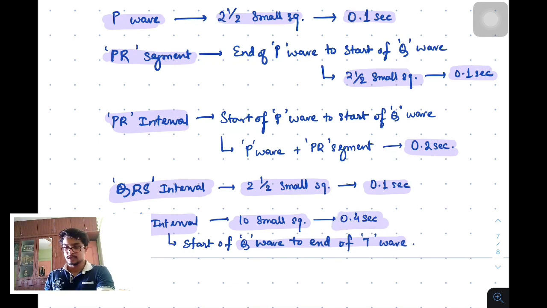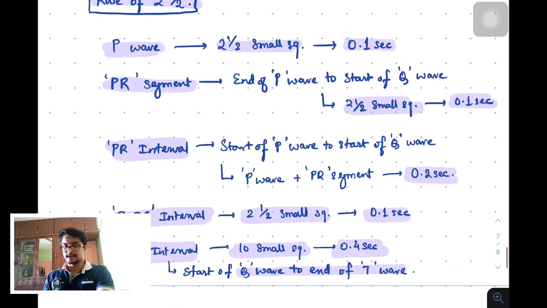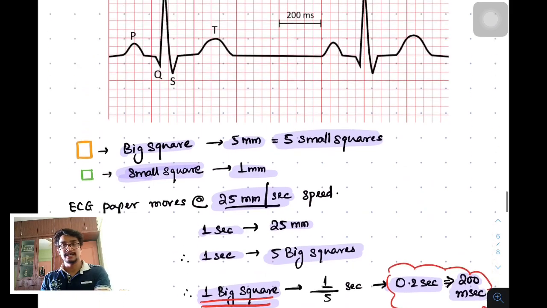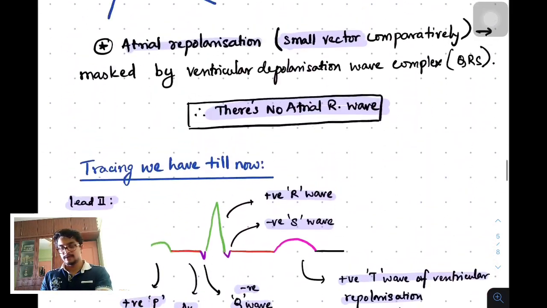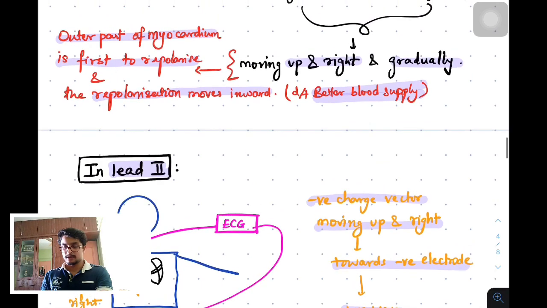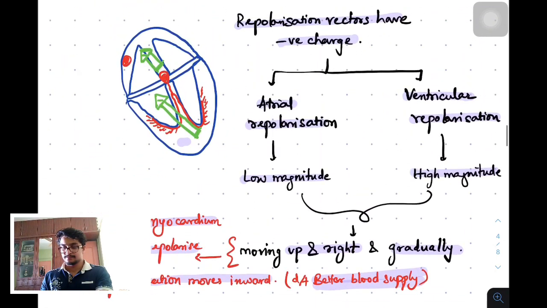So this was about the basics of ECG. I discussed ECG in detail with respect to lead 2. There are many other leads which we should discuss. I'll be discussing that in the next video.